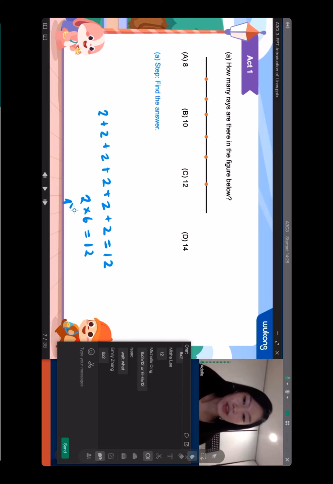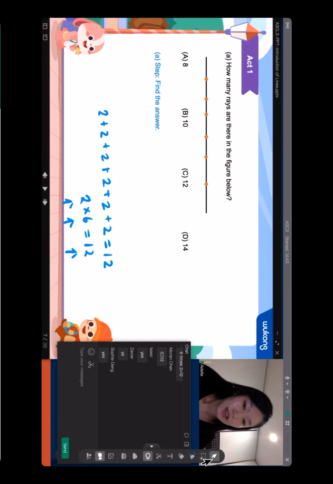So what's this 2 here? This 2 is the number of rays that can come out from one endpoint, and the 6 here is the number of endpoints that we have, which gives us a total of 12 rays. Does this question make sense? Yes?